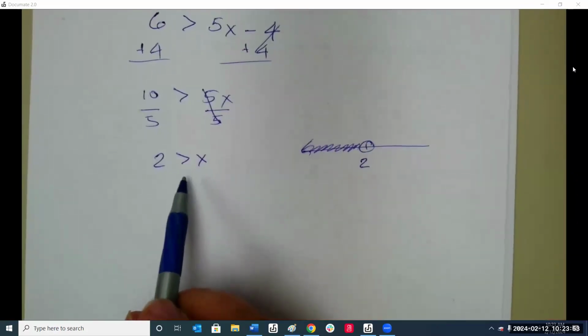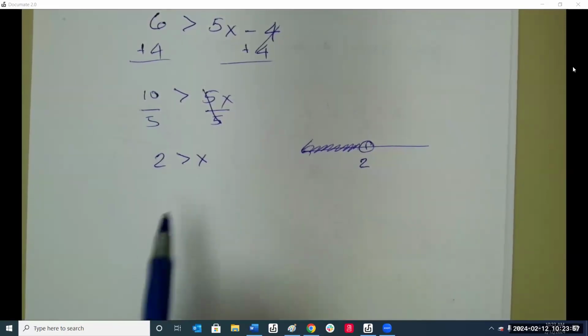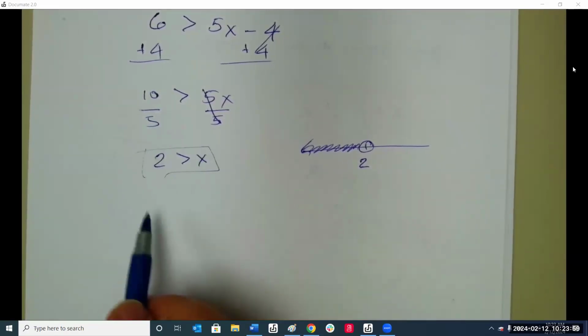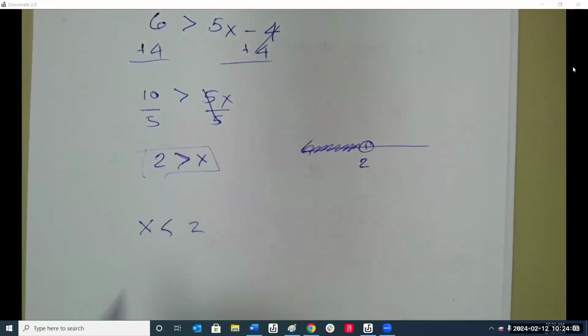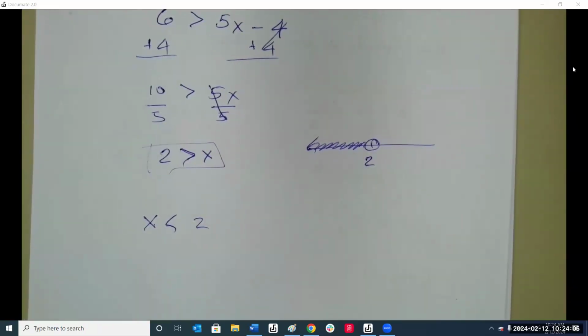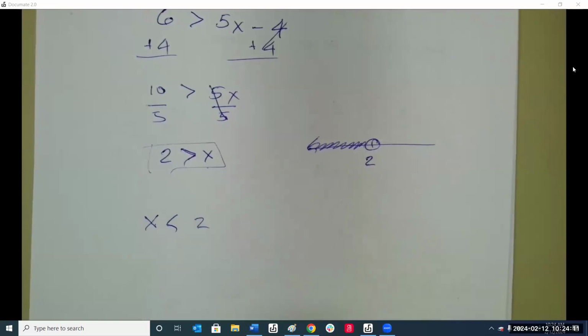Remember, if the x is on the right hand side, it's the opposite. So if we flip this one over, it's got to point to the x. Remember, if x is on the left hand side, it's just what it is. But if x is to the right, it's the opposite side. It goes the opposite direction.